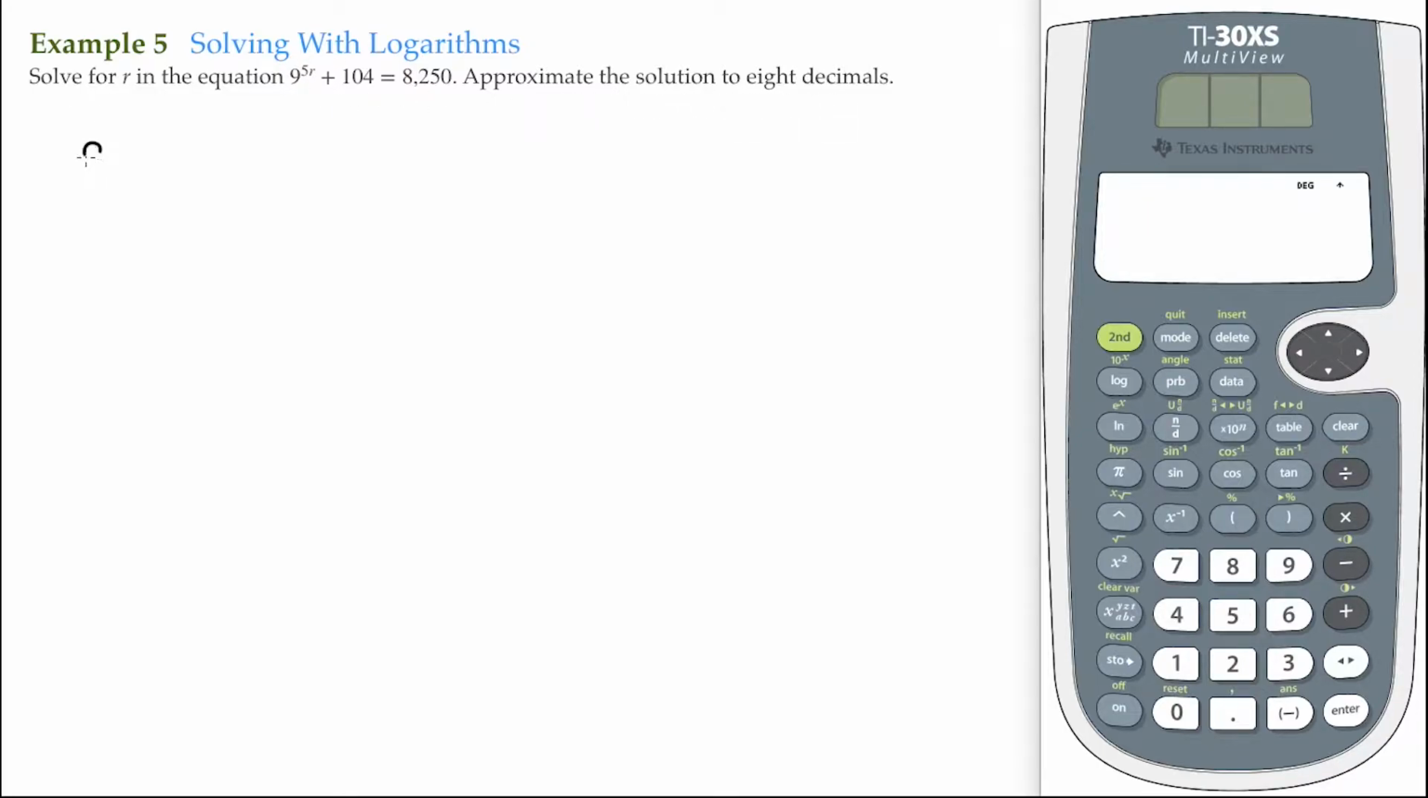So we have 9 to the 5r power plus 104, that's equal to 8,250. Now, whenever we solve for a variable, for an unknown, we want to isolate that variable first. So we're going to do that by subtracting out the 104 from either side. So I'm just going to subtract out 104. And you could certainly use your calculator. So we have 8,250 minus 104.